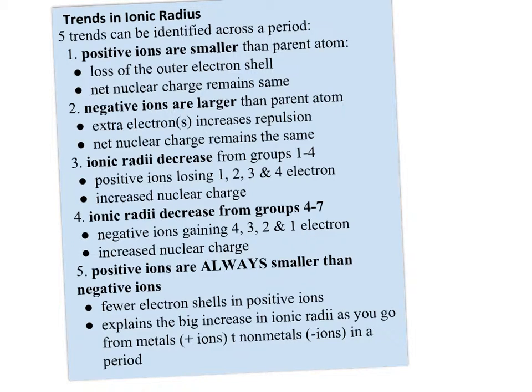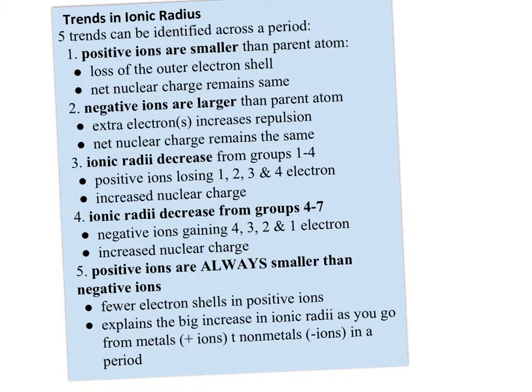Number 3, the ionic radii decrease from groups 1 to 4 as you go across the metals because the positive ions are losing 1, then 2, then 3, and 4 electrons. So as you lose more and the nuclear charge gets stronger, we see a decrease in size just like we did with atomic radii. Ionic radii also decrease from groups 4 to 7 because the negative ions gain 4, then 3, then 2, then 1 electrons along with the increased nuclear charge. And then number 5, the positive ions are always smaller than the negative ions. Positive ions lose electrons, lose an outer shell, whereas negative ions are gaining, increasing the repulsion.